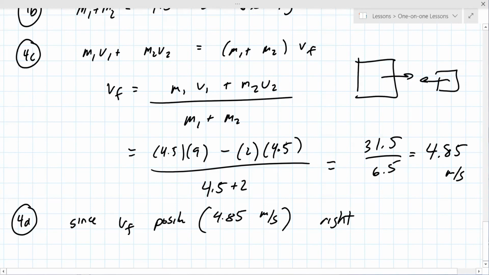Mm-hmm. All right, so we're going to the right. Yeah.